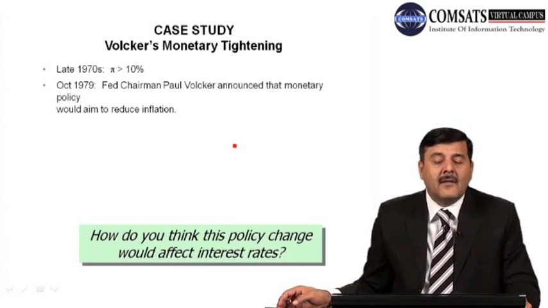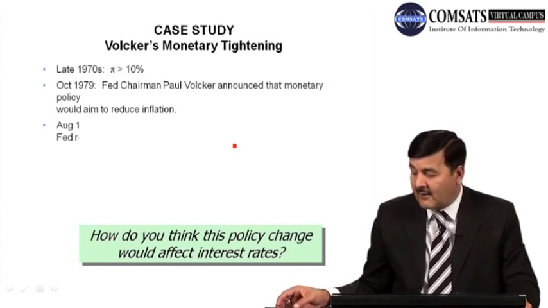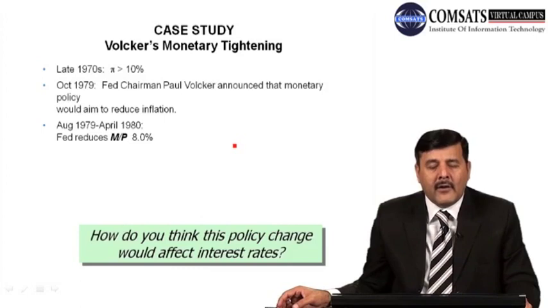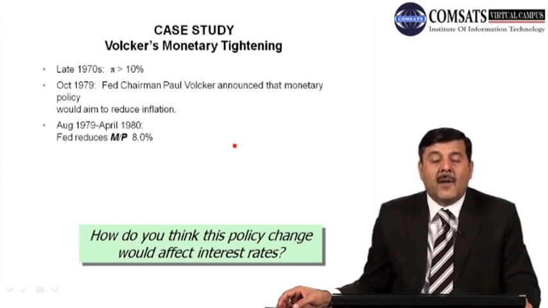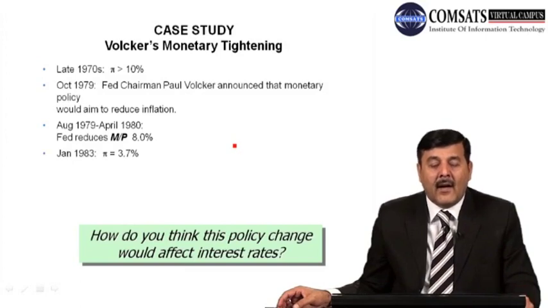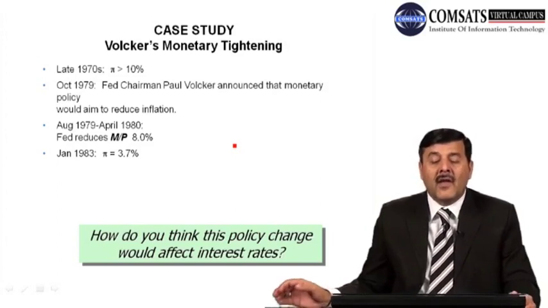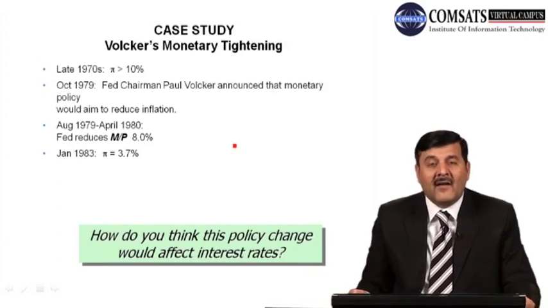Fed chairman Paul Volcker announced that monetary policy would aim to reduce inflation in the country. From August 1979 to April 1980, the Fed reduced money supply by 8%. In January 1983, inflation was reduced from 10% to 3.7% with the reduction of money supply, right? Now, what do you think this policy change would do to the interest rate?